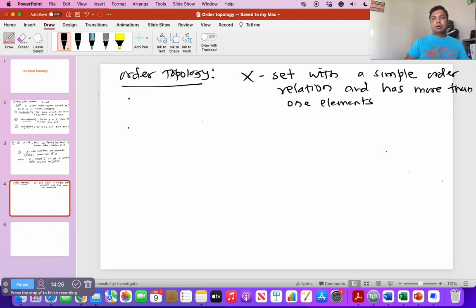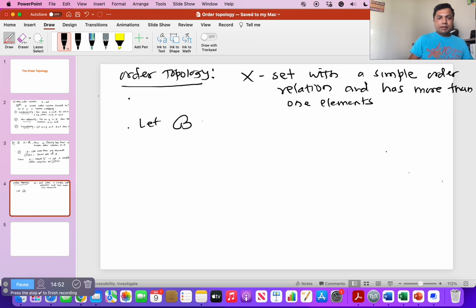because simple order relation is related with comparability. So if there are at least two elements, then you can compare one of them with the other one. That's why we need at least two elements. Okay, let's say X is a set with the simple order relation and has more than one element.